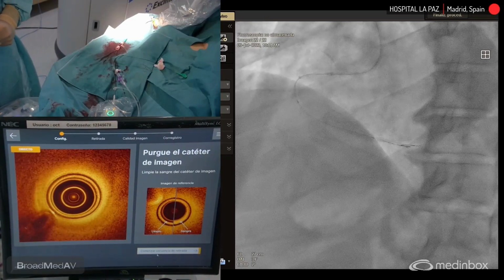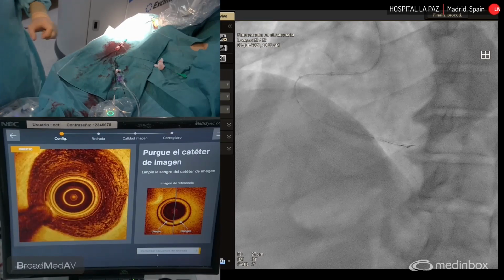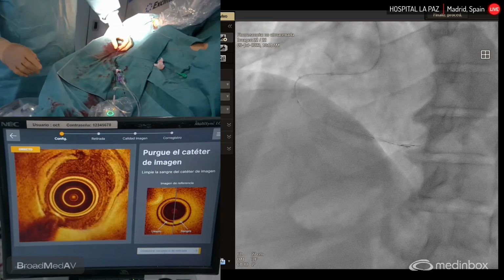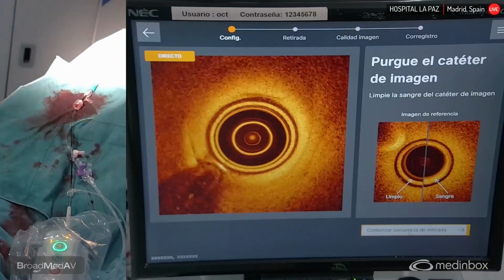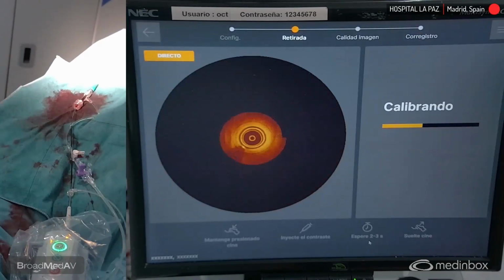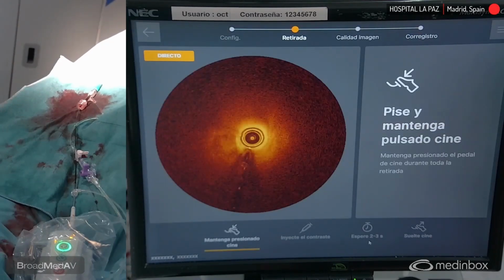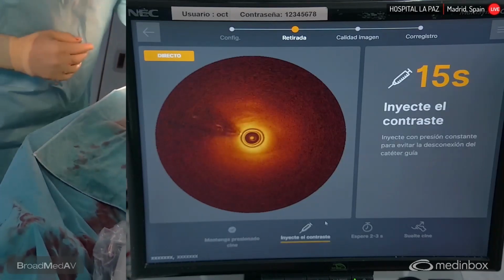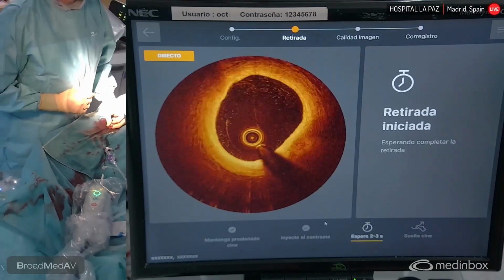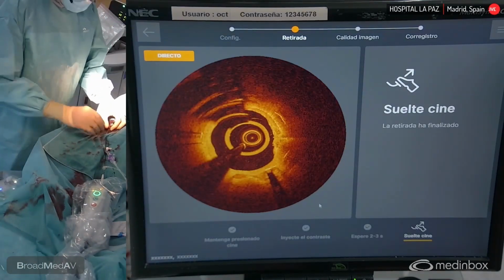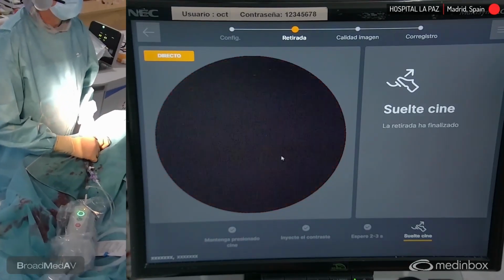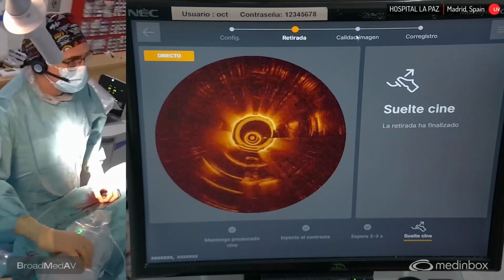No, I can't see the OCT. We can test. Okay, we are clearing the vessel. Okay, so, starting the sequence. Contrast. Good.